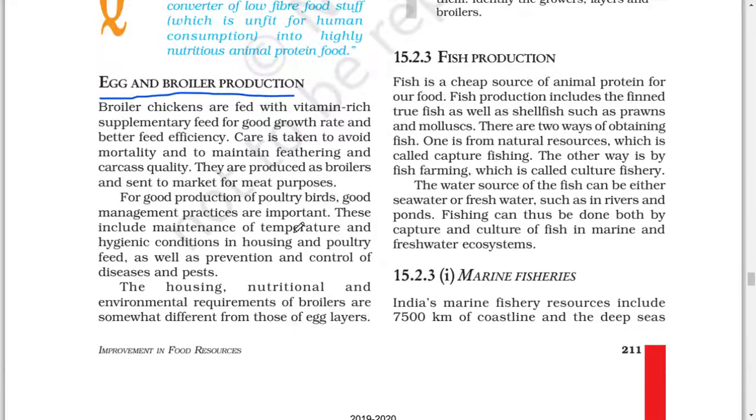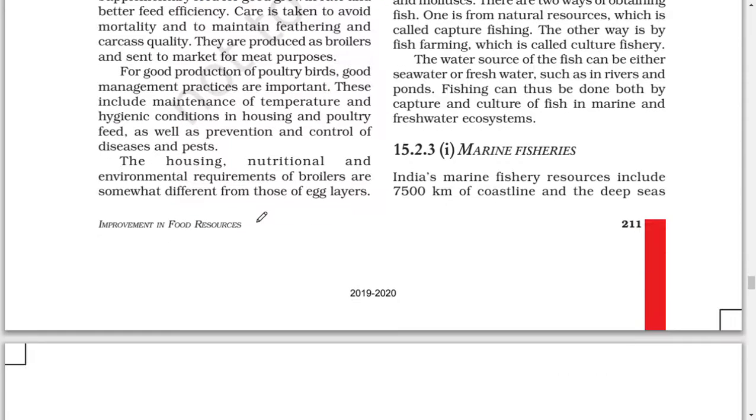Broiler chickens are fed with vitamin-rich supplementary feed for growth rate and better feed efficiency. Care is taken to avoid mortality and to maintain feathering and carcass quality. They are produced as broilers and sent to market for meat purposes. For good production of poultry birds, good management practices are important. This includes maintenance of temperature and hygienic conditions in housing and poultry feed, as well as prevention and control of disease and pests. The housing, nutritional and environmental requirements of broilers are somewhat different from those of egg layers.